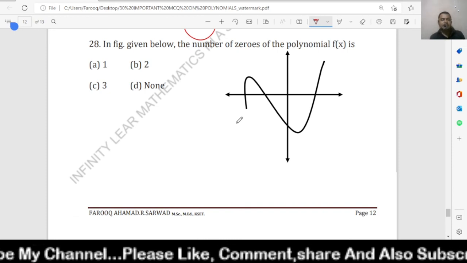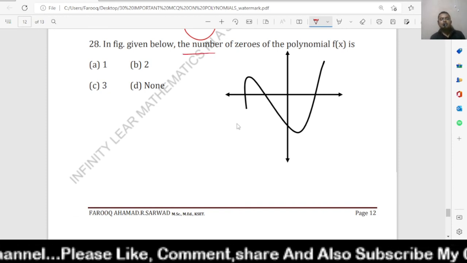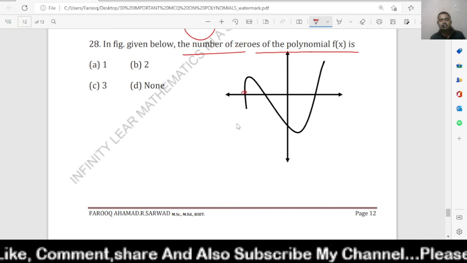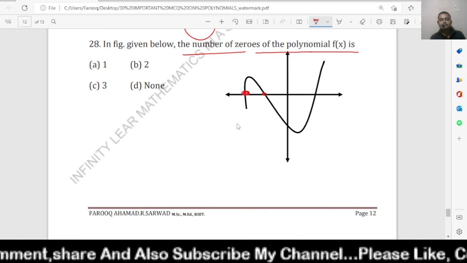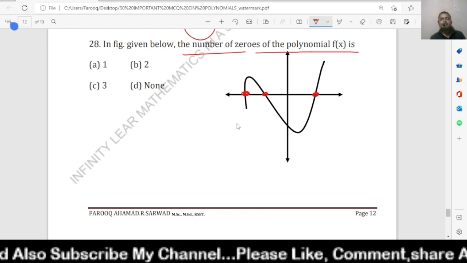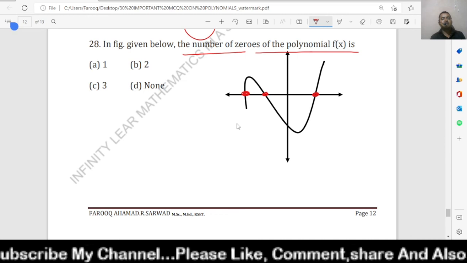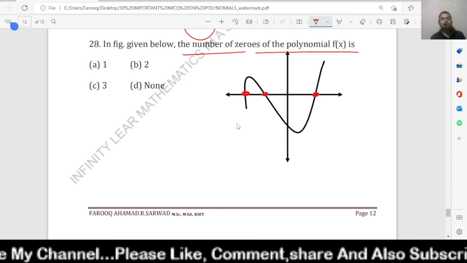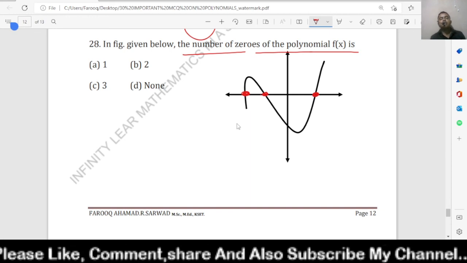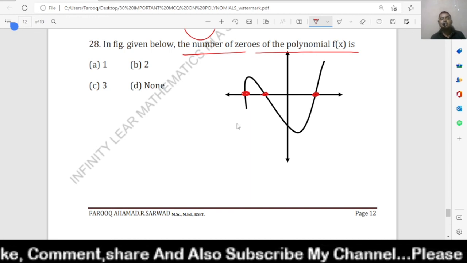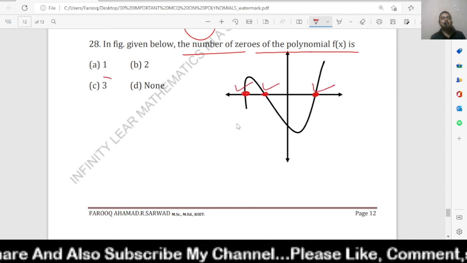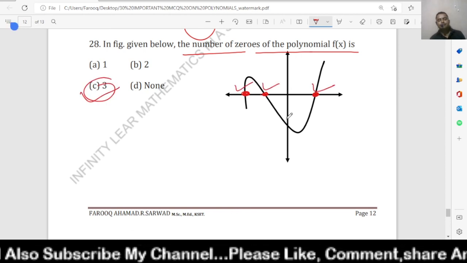In the given figure, see here below, the number of zeros of the polynomial f of x is. See here, it cuts the x-axis at 3 points. If the curve or graph cuts the x-axis at any point, then all the points of intersection on the x-axis are the zeros of the polynomial. 1 point, second, third. 3 zeros of the polynomial.